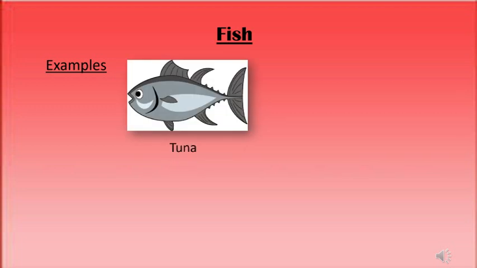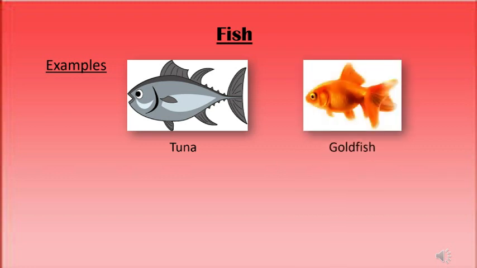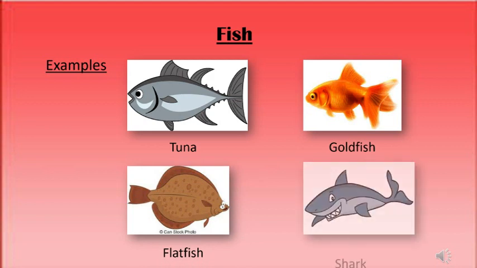Now I am going to show you some examples of fish. There are different types of fish in the water, in the ocean. Here are some examples like tuna, goldfish, flatfish, and shark.